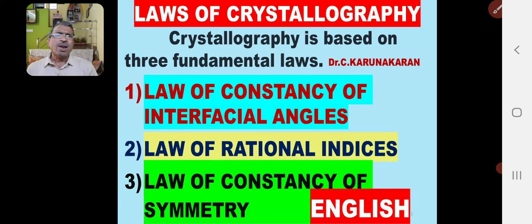Coming to the laws of crystallography. Crystallography is based on 3 fundamental laws. First one, the law of constancy of interfacial angles. Number 2, the law of rational indices. And number 3, the law of constancy of symmetry.